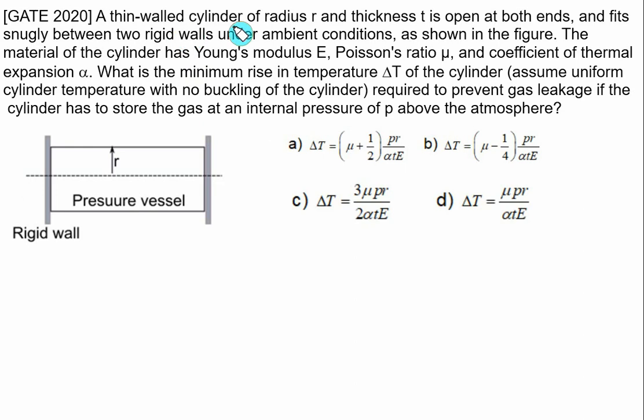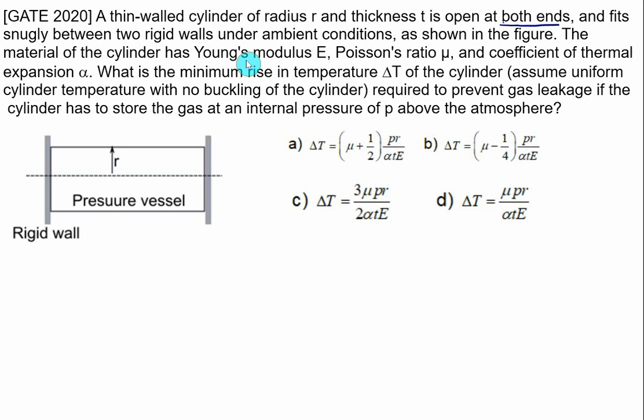A thin walled cylinder as shown in this figure, we have radius r and thickness d, is open at both ends, and the cylinder is horizontal. If the cylinder is horizontal and is open at both ends, then the weight component will not come in the picture, and in this case the sigma L will be equal to 0, and it fits snugly between the two rigid walls as shown in the figure under the ambient condition.